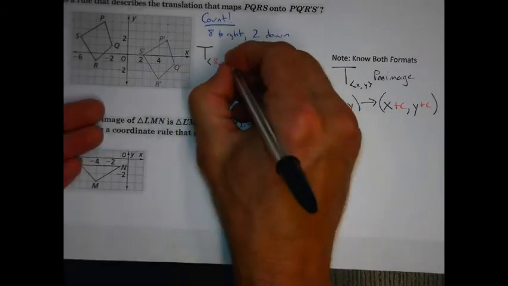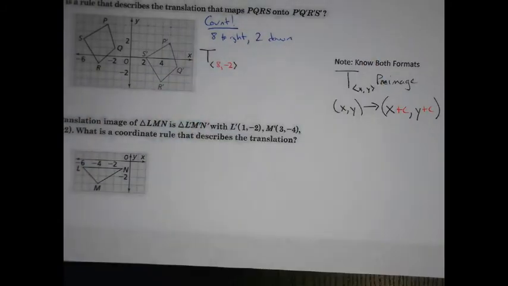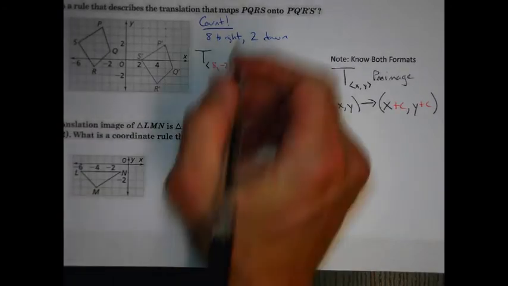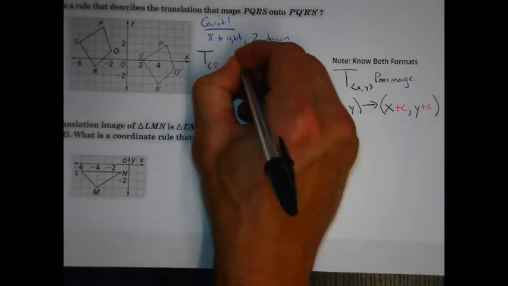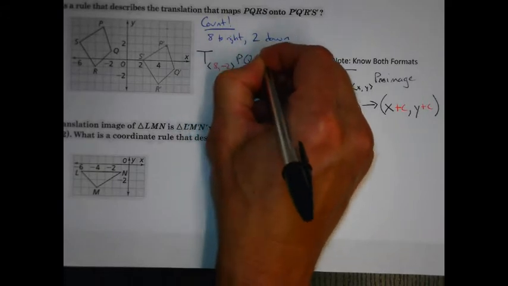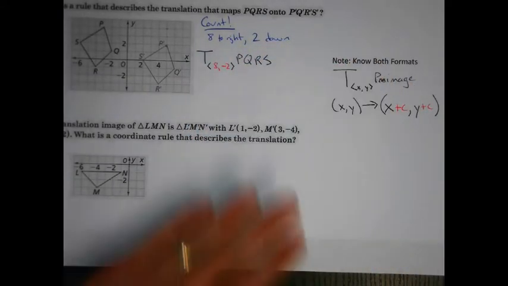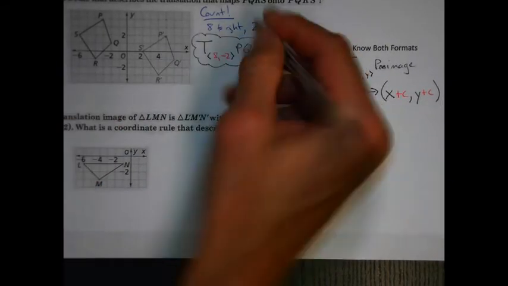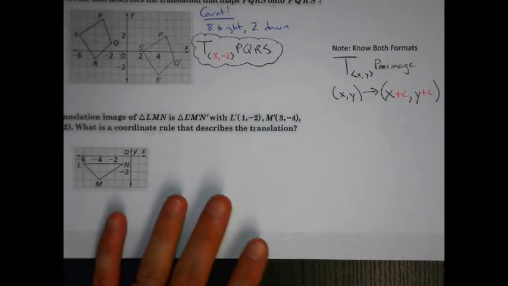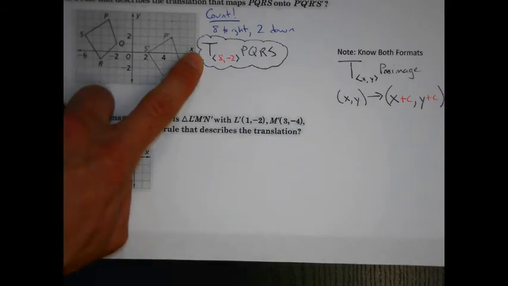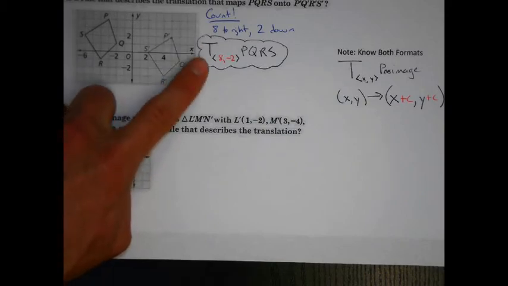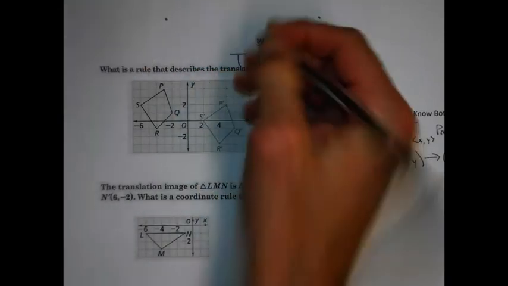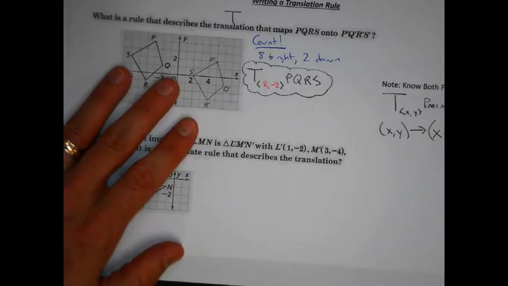So what happened is we took the original pre-image and translated it 8 units to the right and 2 units down. But what was the pre-image? Remember, we mapped PQRS. So that's what we're doing. PQRS. And that is one of the ways to write a transformation rule. We need to know both formats. So if you see that, don't be afraid. It's just a simple translation. Make sure you know translation, the capital T. And it's going to get tricky as we go through the unit.